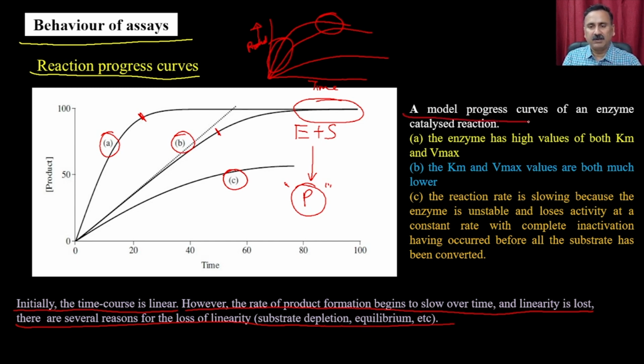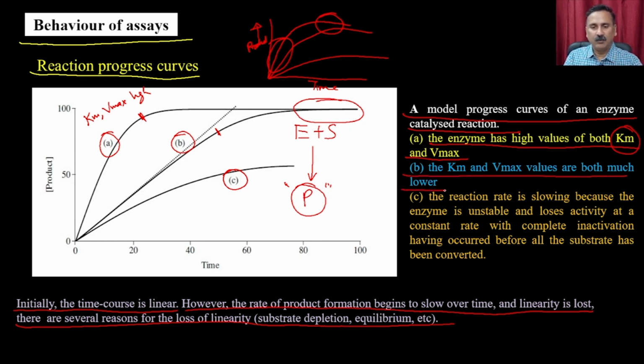So, a model progress curve of an enzyme catalyzed reaction. You are going to get A when the enzyme has high values of both Km and Vmax. You should not be worried about the Km and Vmax right now, but these are the assays. What you are going to see is that when both the Km as well as the Vmax are very high, that gives curve A. Then curve B you are going to get when the Km and the Vmax values are lower. So these are the curves you are going to get.